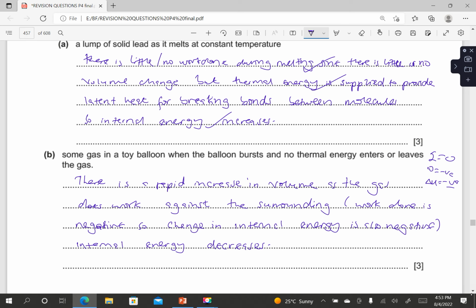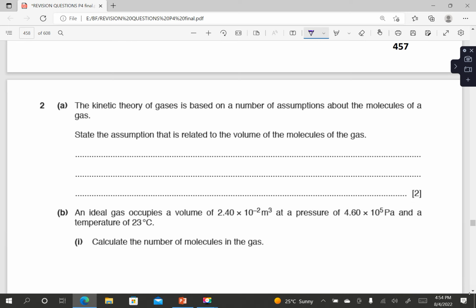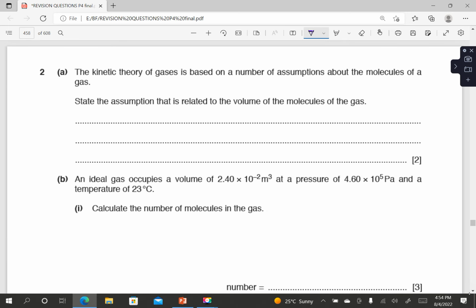Okay, so that is that question. Next, the kinetic theory of gases is based on a number of assumptions about the molecules of the gas. State the assumption that is related to the volume of the molecules of the gas. Remember we said the total volume of the molecules is negligible if we compare it with the volume occupied by the gas or the volume of the container.